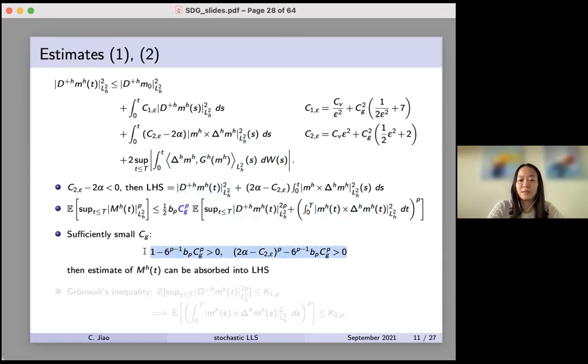So these are the two inequalities, the two smallness conditions on C_G that we require.